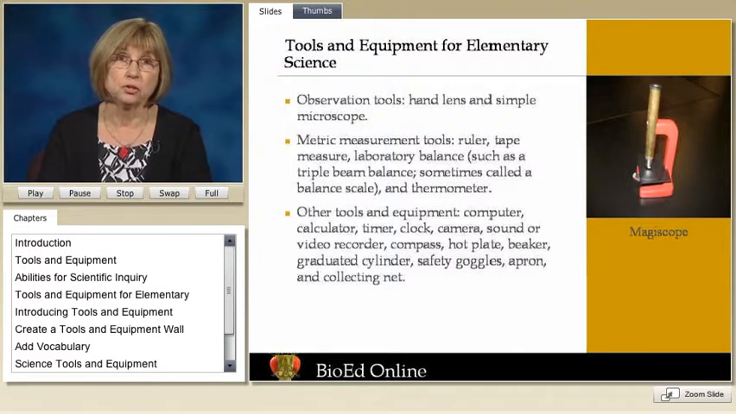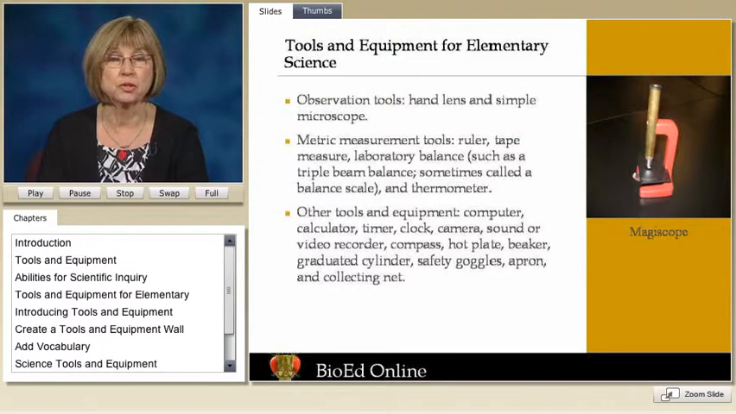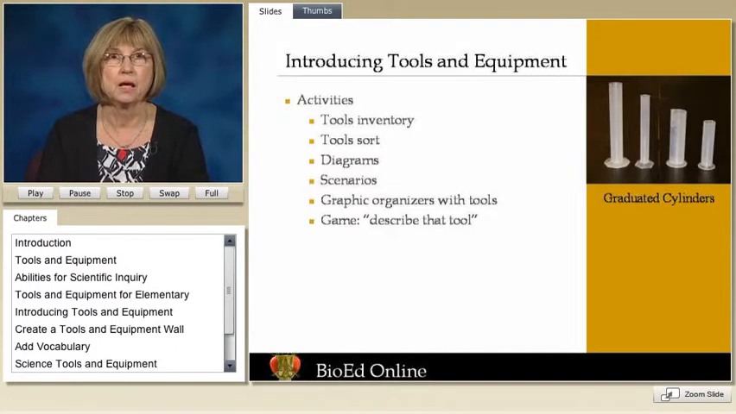Tools of observation include the hand lens and the simple microscope. There are metric measurement tools. Those include rulers, tape measures, balance scales, triple beam balance, and thermometers, as well as other tools and equipment that should be in the classroom: a computer, calculator, timers, clocks, cameras, sound recorders, compasses, hot plates, beakers, graduated cylinders, goggles, aprons, and collecting nets. These are all necessary items in an elementary classroom.